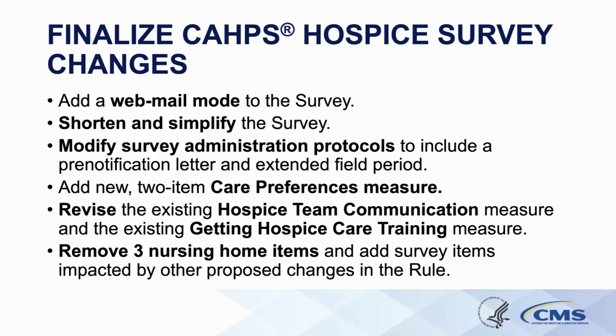The final rule also finalized several changes to the CAPS Hospice Survey. This rule adds a web mail survey mode. It shortens and simplifies the survey and modifies the survey administration protocols to include a pre-notification letter and extended field period. As part of the revised CAPS Hospice Survey, the rule adds a new care preference measure and revises 2 existing measures, the hospice team communication and getting hospice care training measures. This rule also removed 3 nursing home items and adds survey items impacted by other changes within the rule. Next slide.